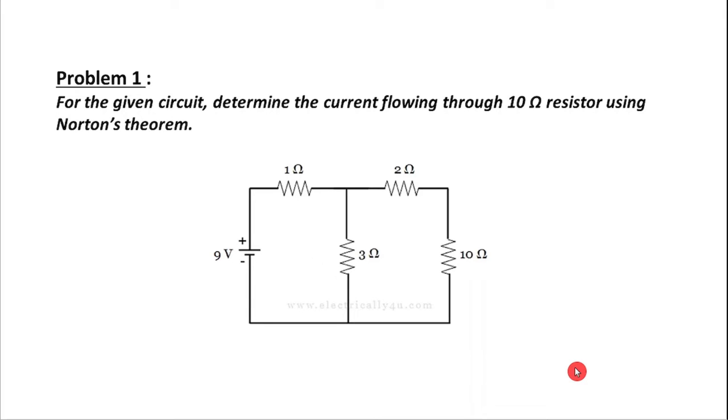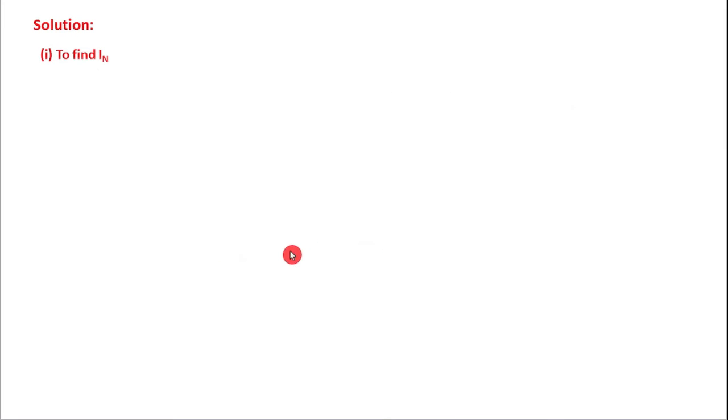So in this problem, a circuit is given and we must determine the current flowing through a 10 ohm resistor using Norton's theorem. So here is a 10 ohm resistor. You have to find out the current flowing through this 10 ohm resistor. Okay, and there is a 9 volt source given and there are some internal resistances, right? So how to solve this? You have to follow the three steps which were explained before.